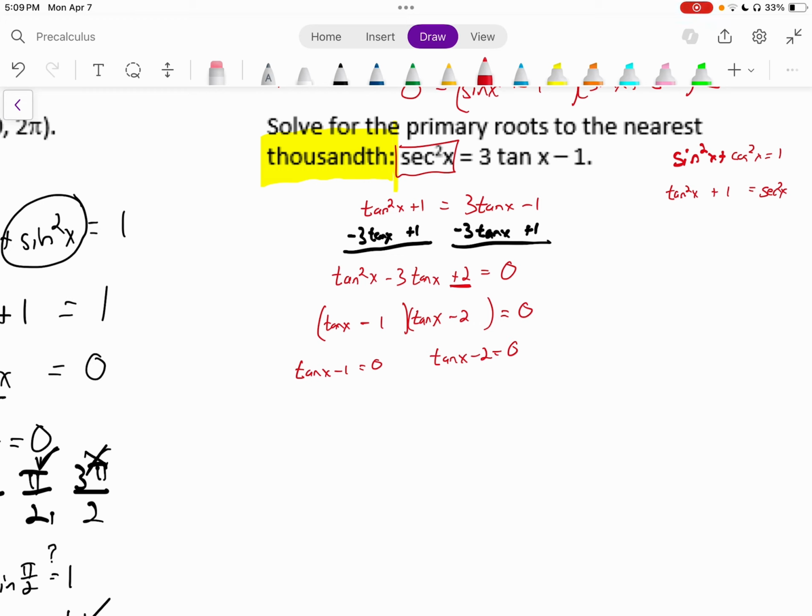Now we can add 1 to both sides. And actually, this is on our radar. Like, this is one of the special angles. When does tangent x equal 1? Well, tangent x equals 1, positive 1, at pi over 4. And tangent is also positive in the third quadrant. So that would be at 5 pi over 4.